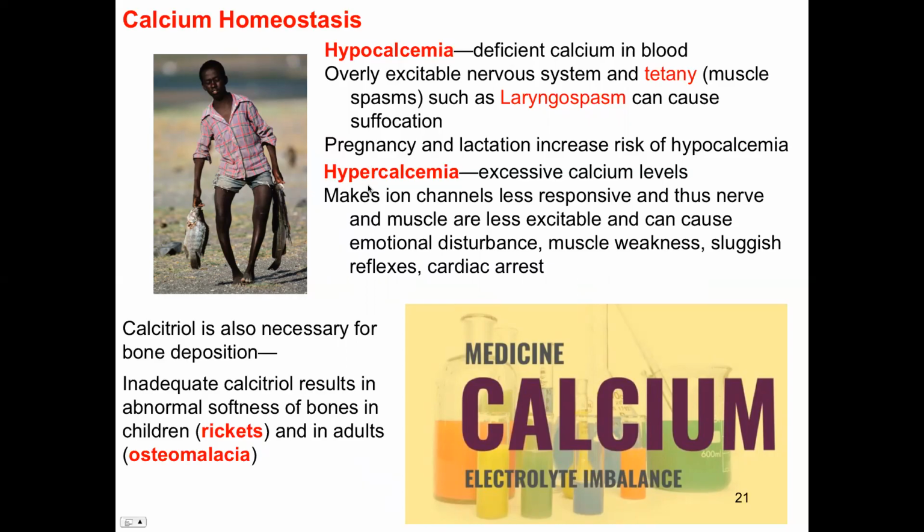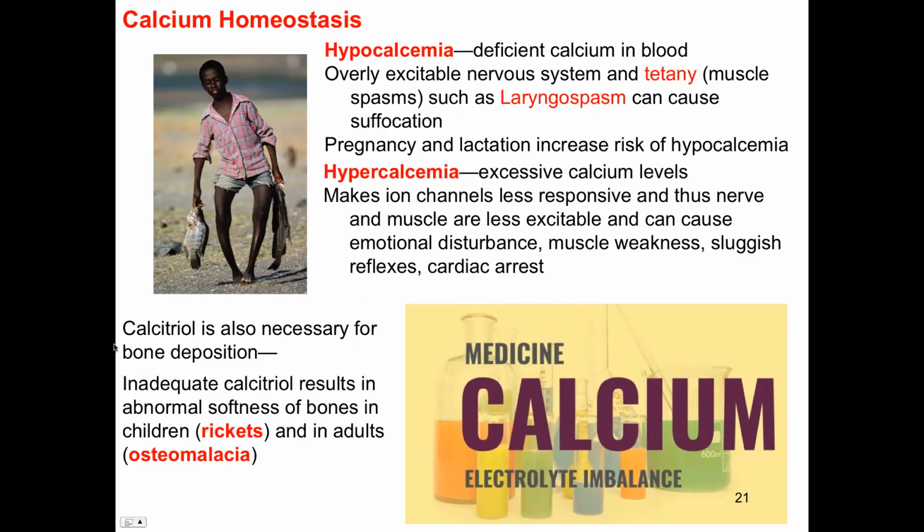Now, hypercalcemia is when you have too much calcium for an extended period, so excessive. So this is going to cause the opposite. So you're going to make the ion channels less responsive now, and you're going to have muscle weakness, all right? And you can get cardiac arrest, so sluggish reflexes.